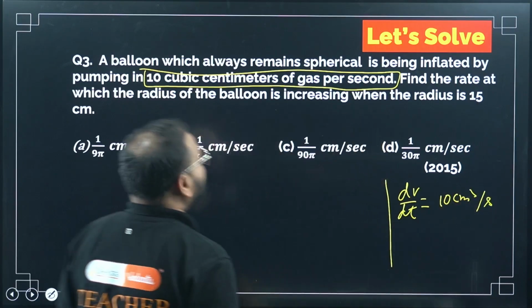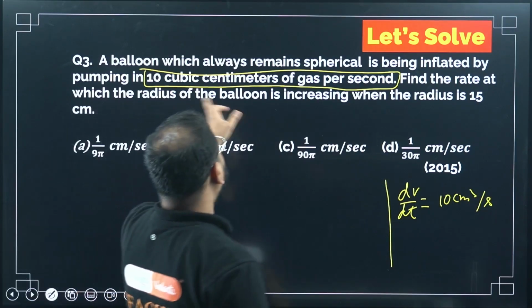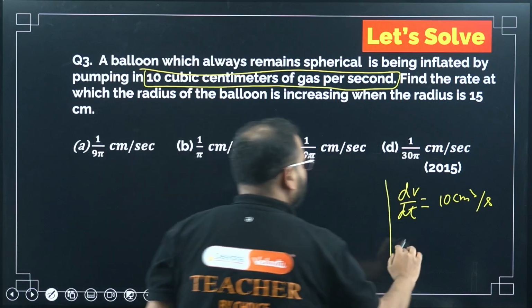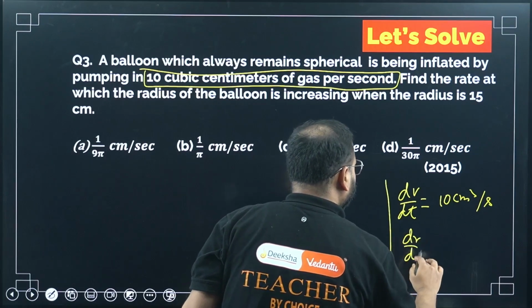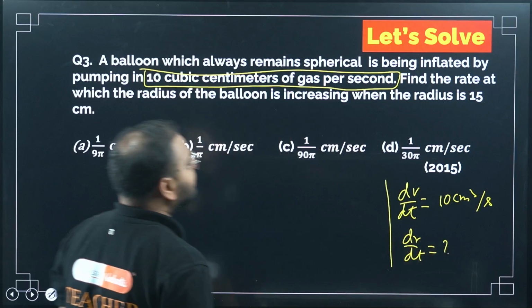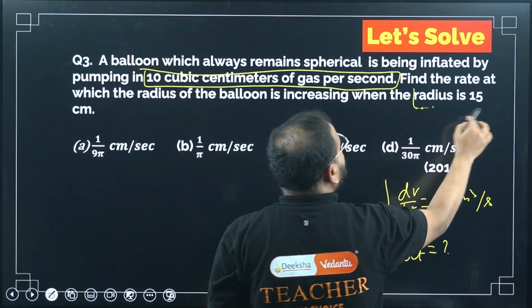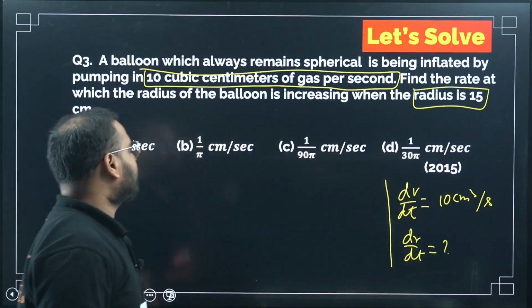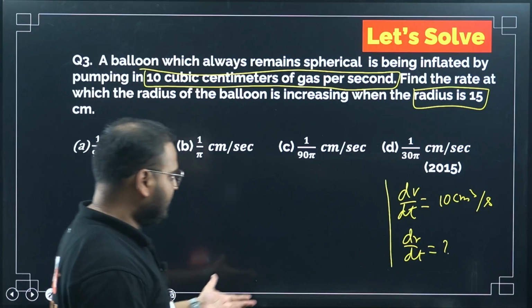Given data is now clear. Find the rate at which the radius of the balloon is increasing. Means they are asking us to find what? Find dr by dt. Find out dr by dt, when the radius is 15. Okay, all right, the radius is 15.